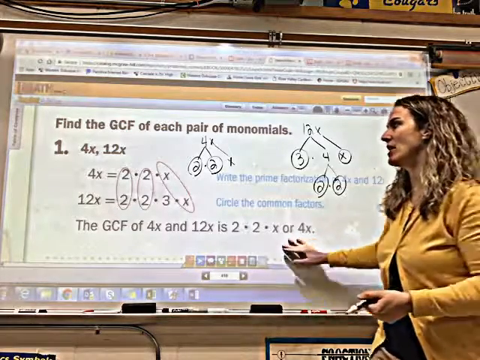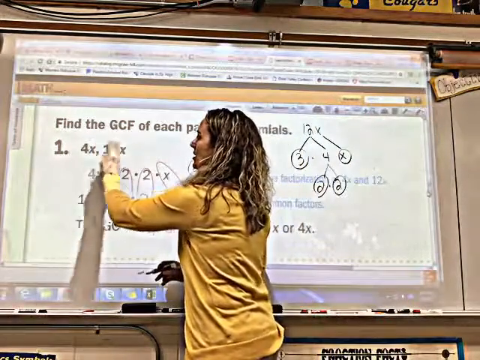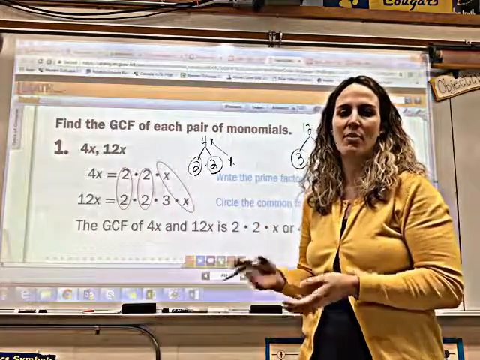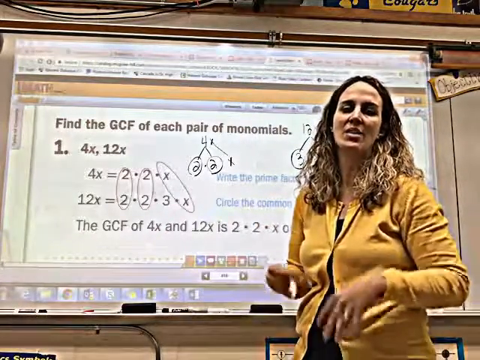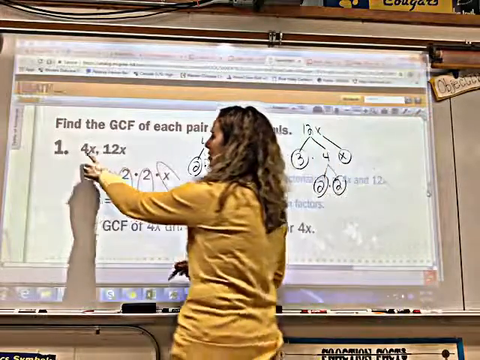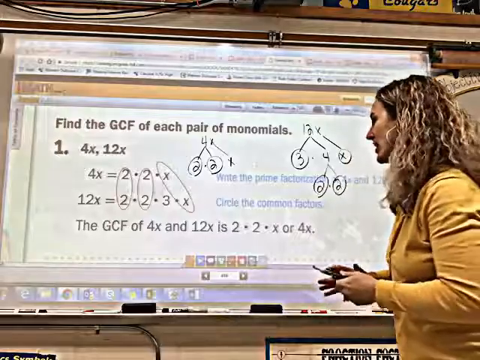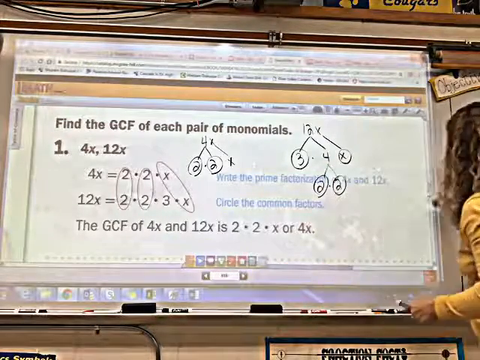Another way to think about it is if you treat these as separate terms. So if you just think about 4 and 12 and ask yourself, what's the greatest common factor of 4 and 12, or what's the highest number that will go into both of them? I know that 4 is, and then because I have an x on both of them, I can pull that x out as well.